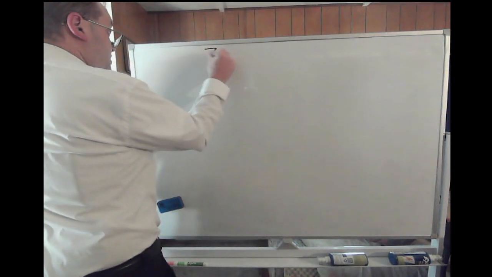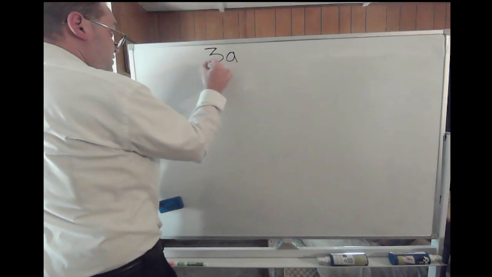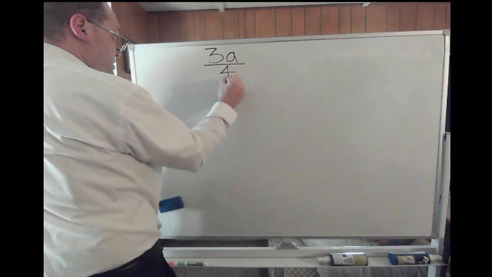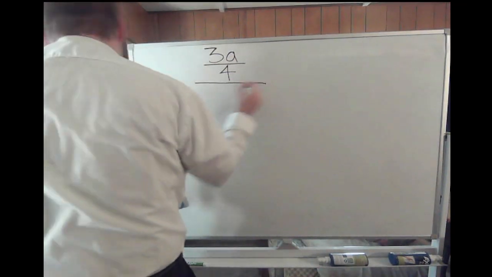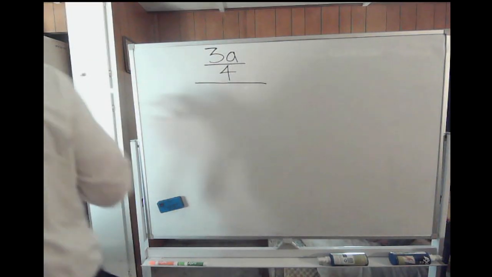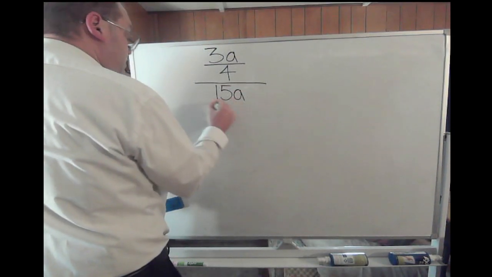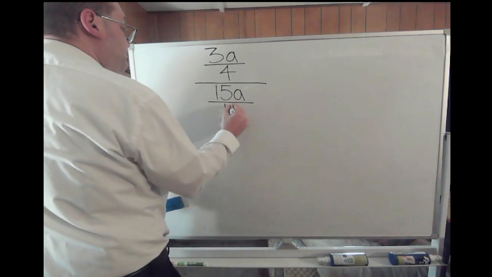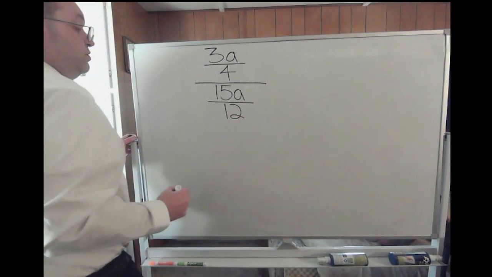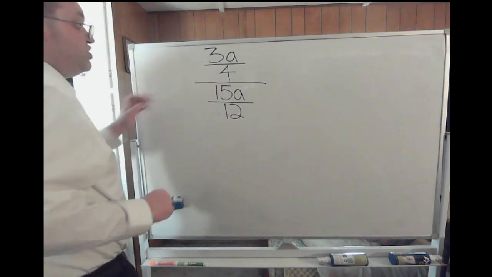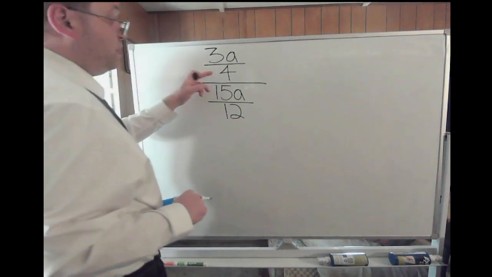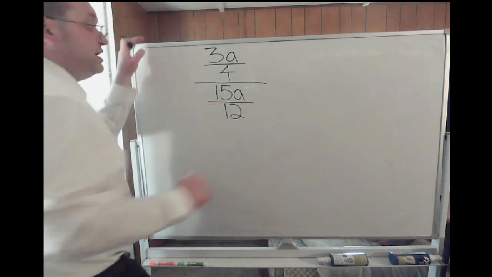Alright, what's next? Similar one, we have 3a over 4, all that divided by 15a all over 12. So, this complex fraction, you have 3a divided by 4 all over 15a divided by 12.